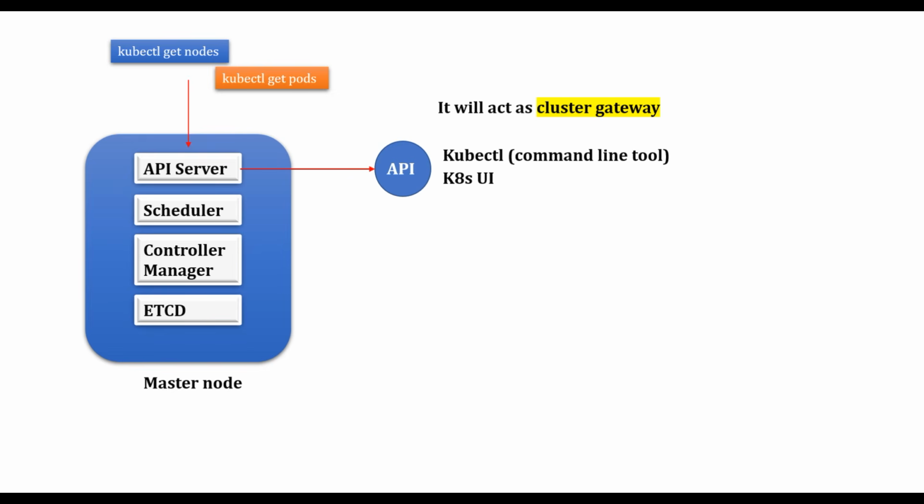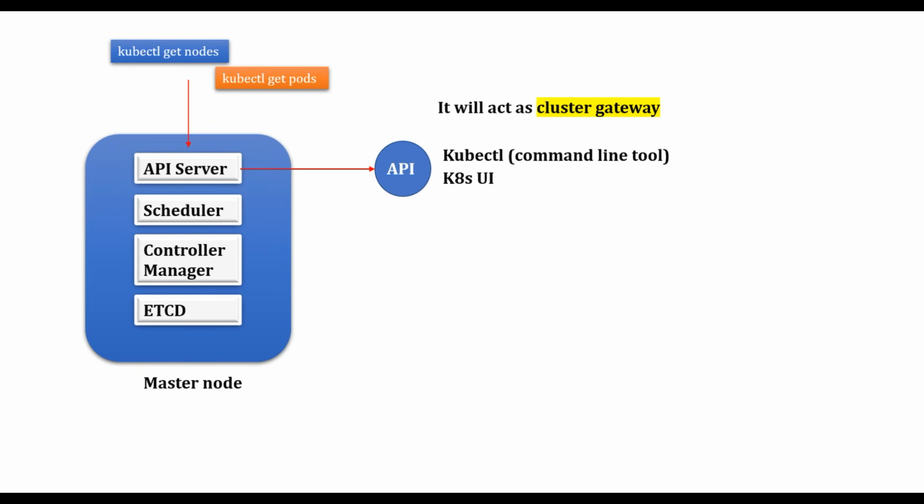Once I run this command, the request will not go directly to your worker node. First, the request will be intercepted by the API server. Then the API server will check all the worker nodes and the pods running inside them. Then it will give you the status of your pods and nodes. Okay. So this is what the API server does in the master node. It just acts as a cluster gateway, or an entry point of your master node. Okay. Now the next component is the scheduler.